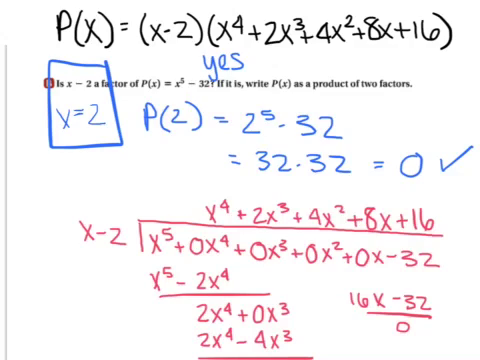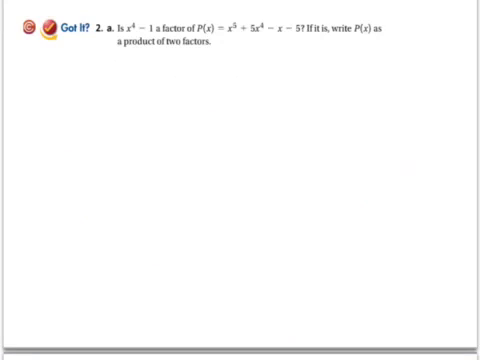Now, it was easy to use the 0 method for a factor such as x minus 2, but you are going to have other factors that you can't solve so easily. For example, in the got it number 2 question, it's saying is x to the fourth minus 1 a factor? It's going to be easier just to do your long division there and find out, okay, is this a factor? Do I have a remainder? If I have a remainder of 0, then I know it's a factor.